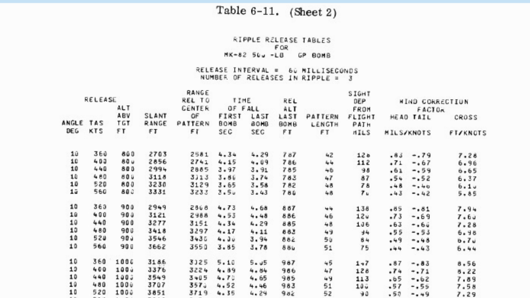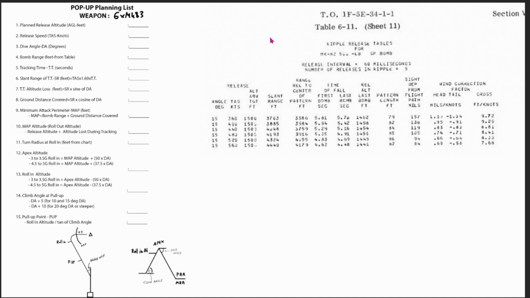We are looking for the angle in degrees, first column, release speed, the second column, and the 1, 2, 3, 4, the fifth column from the left is what we are looking for, which is the bomb range from the center of the pattern, the center of the stick. The best data I could find in this manual was this for 5 times Mark 82. So actually we are planning for Mark 82, not Mark 83.